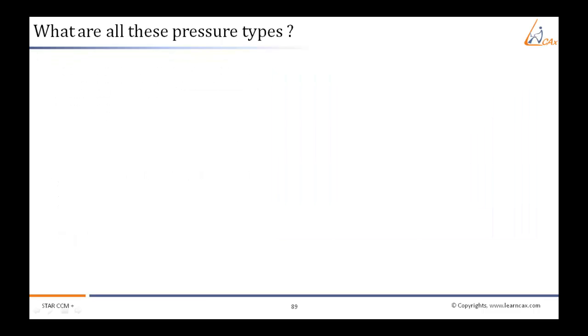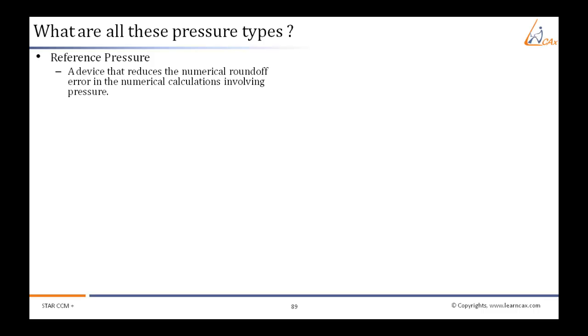Star CCM+ simulates various pressure quantities depending on the model selection. Let us understand these different pressure types before we start learning how to set up simulation. This is important because you need to know the meaning of all these different pressure types in order to decide your model setup inputs. First is the reference pressure. This quantity is a value that reduces the numerical round-off error in the numerical calculations involving pressure.